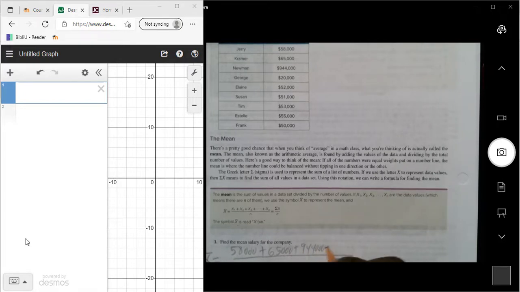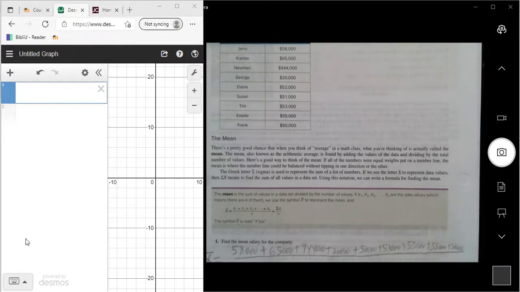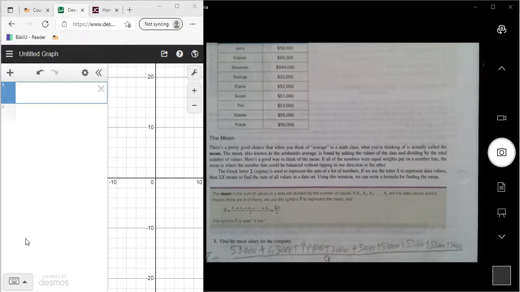944,000 plus 20,000 plus 52,000 plus 51,000 plus 53,000 plus 55,000 plus 50,000. And that's all divided by, we have 1, 2, 3, 4, 5, 6, 7, 8, 9. We have 9 salaries here. So this would be all divided by 9.